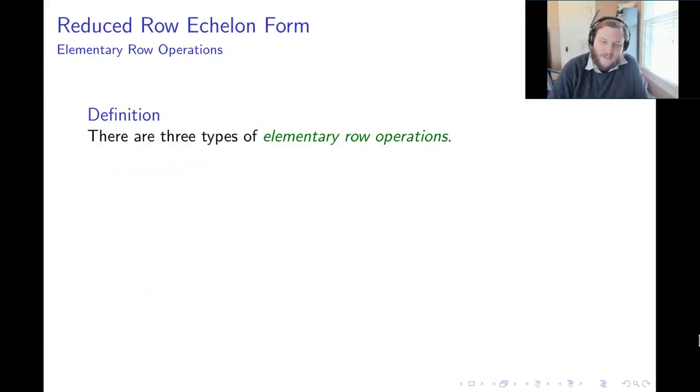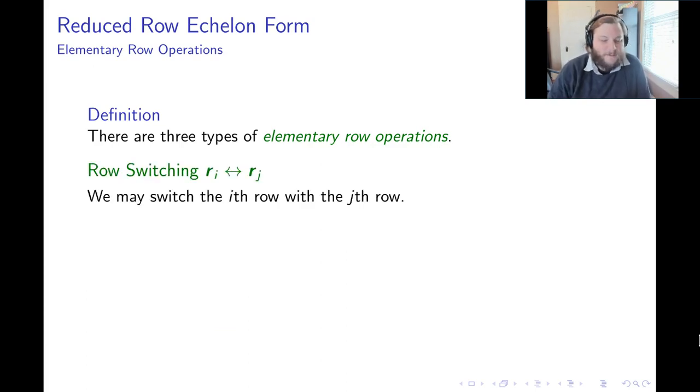So the first thing to learn is that there are three types of elementary row operations. The first type is called row switching, and this says that we can simply take two rows and switch them. The notation we use to indicate that we are switching the ith row with the jth row is vector r sub i, double arrow, vector r sub j.